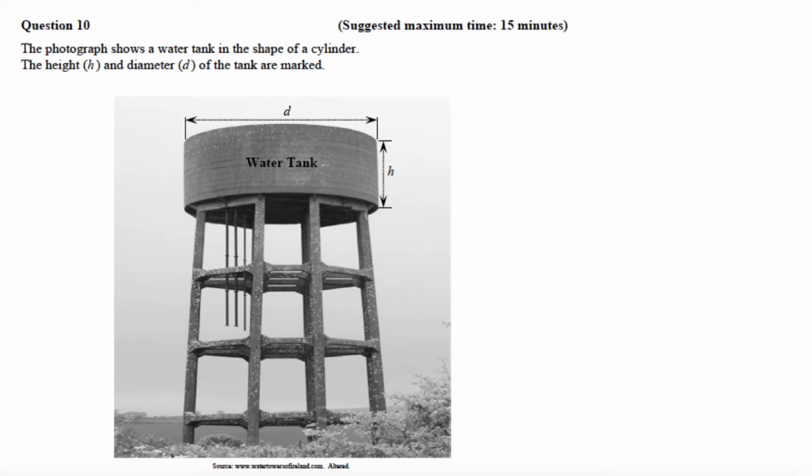So this is the 2015 Junior Cert Ordinary Level Paper 2 and we're looking at question 10. The photograph shows a water tank in the shape of a cylinder. The height h, which is here, and the diameter d, which is here, of the tank are marked.